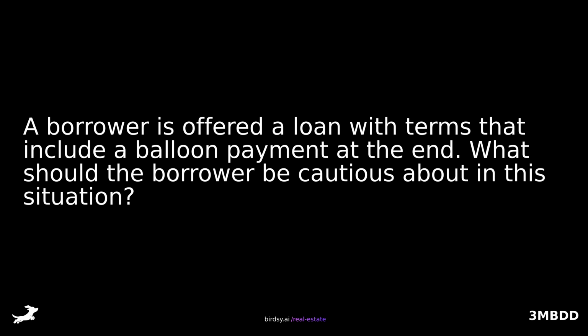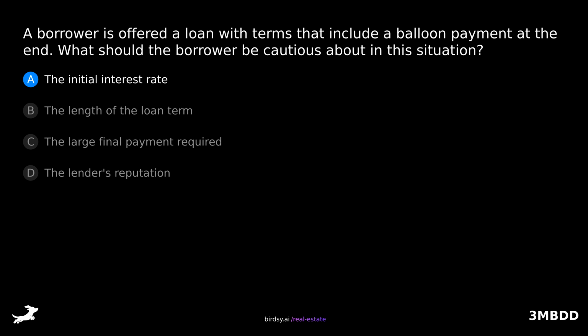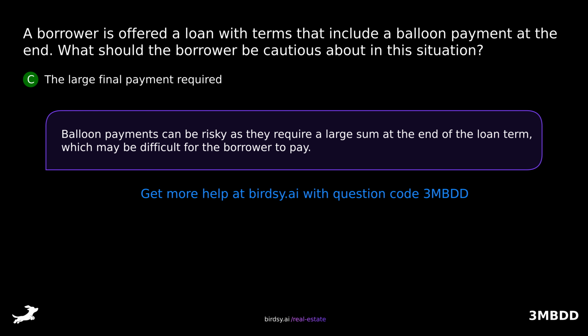What should the borrower be cautious about in this situation? Is it A, the initial interest rate, B, the length of the loan term, C, the large final payment required, or D, the lender's reputation? The answer is C, the large final payment required. Balloon payments can be risky as they require a large sum at the end of the loan term, which may be difficult for the borrower to pay.